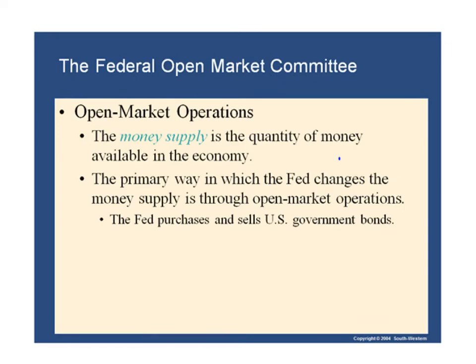The Federal Reserve sets the money supply, which is the quantity of money available in an economy. In terms of the three tools, the one the Fed uses the most is open market operations, which is the buying and selling of U.S. government bonds. That allows them to control or change the money supply at any given time. This is the most important and most frequently used of the three tools.